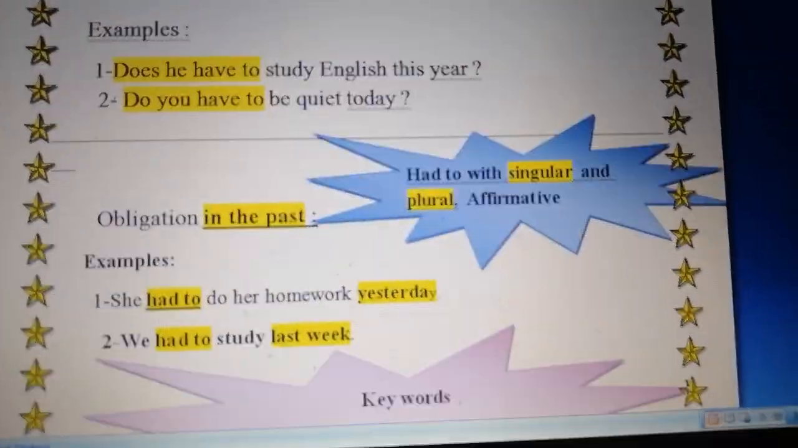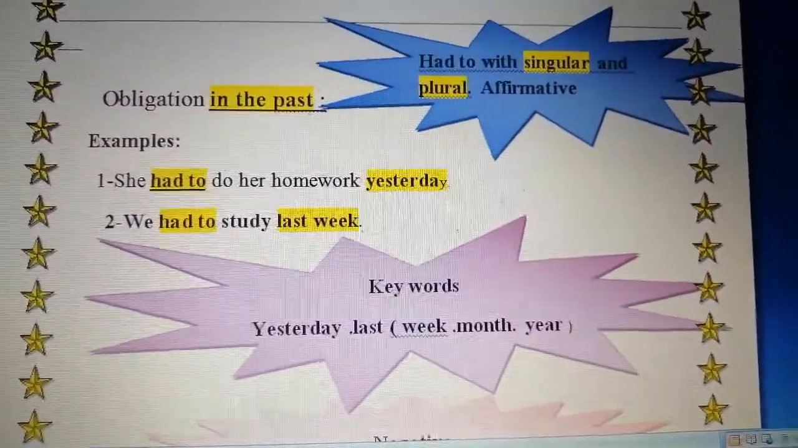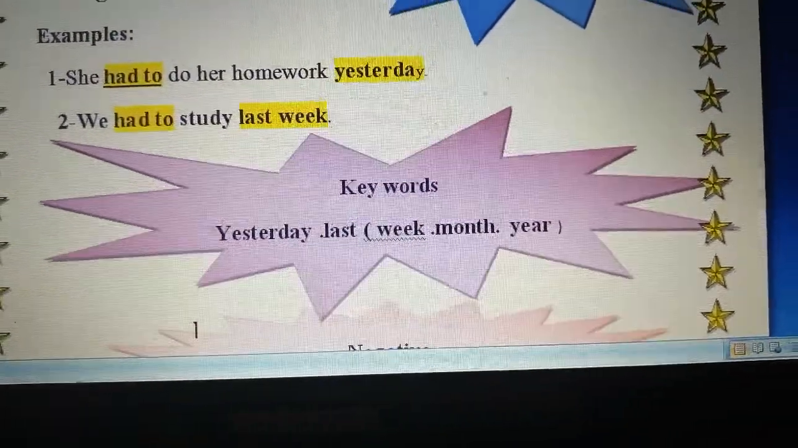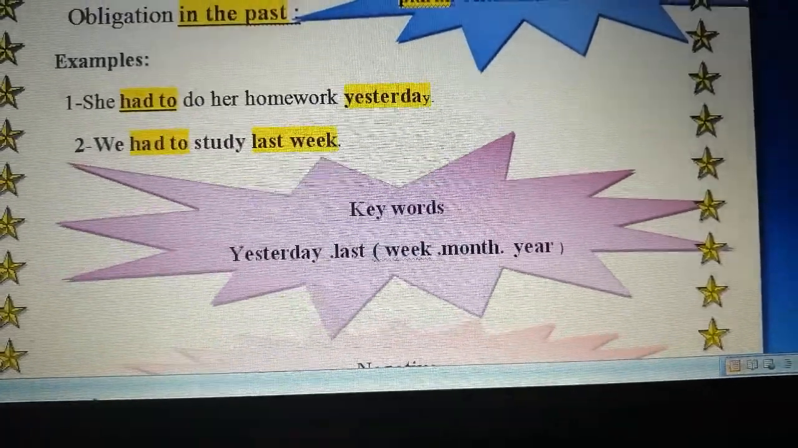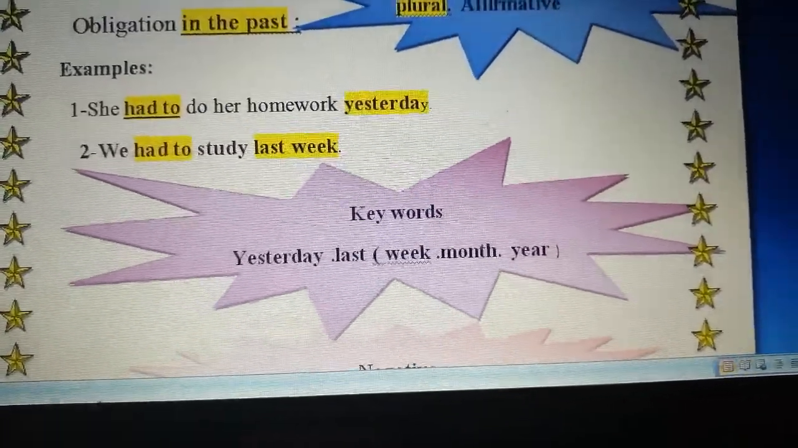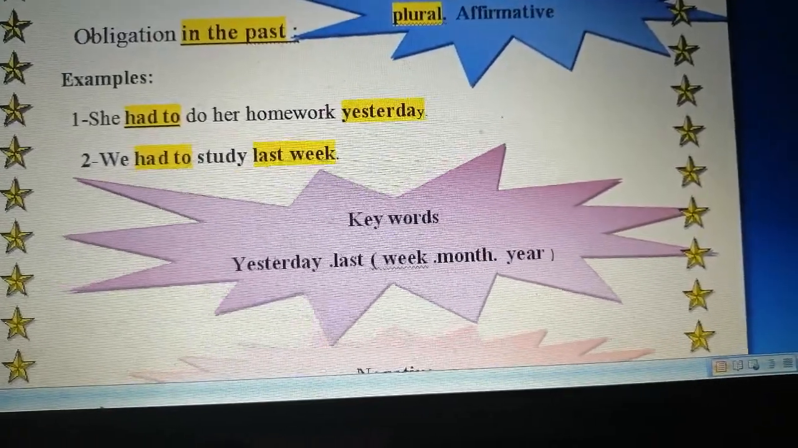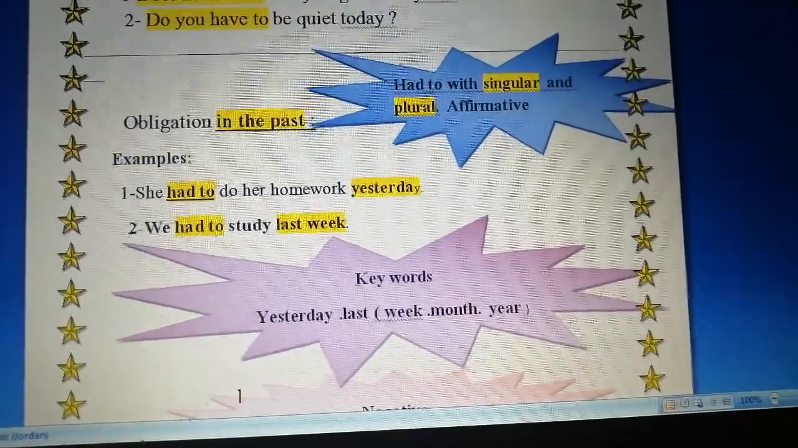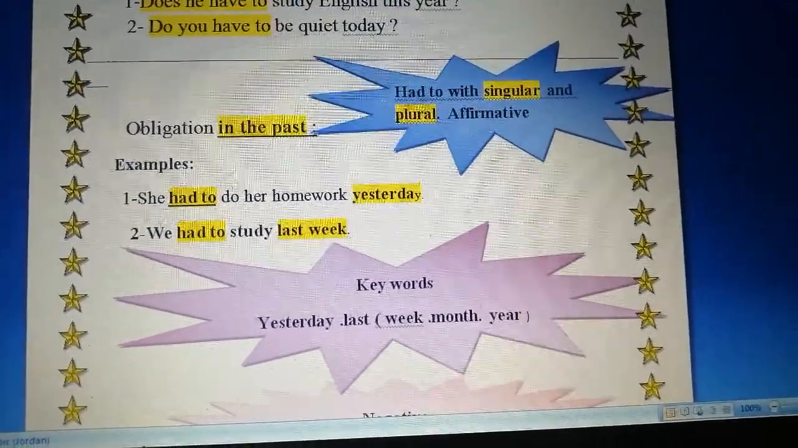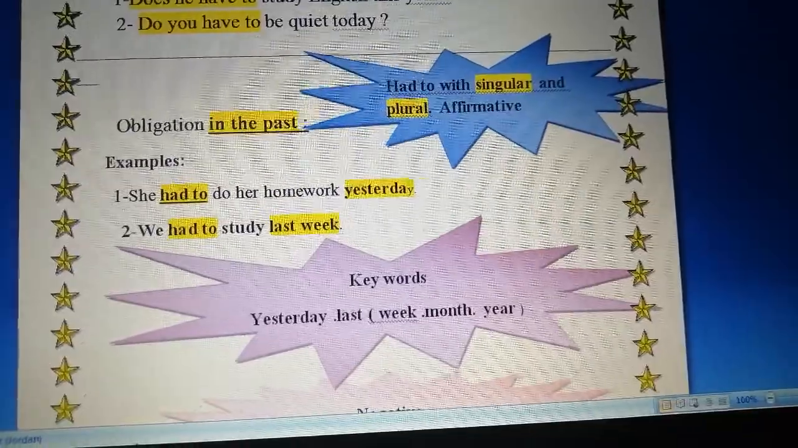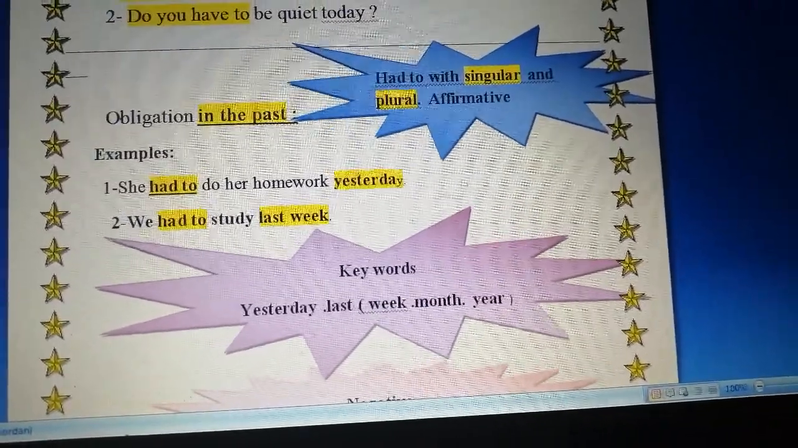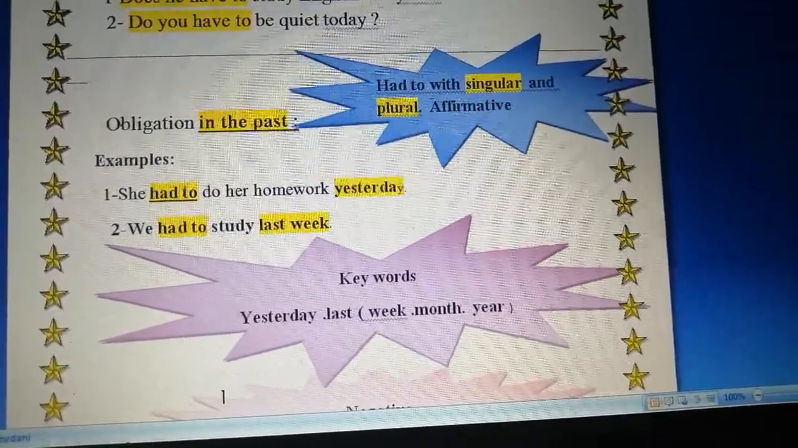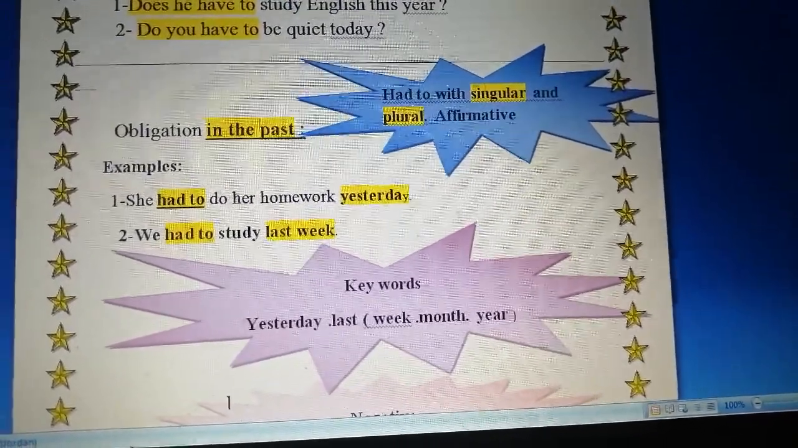Let's talk about obligation in the past. In the past يعني ماضي. طب كيف بدي أعرف إنه ماضي؟ عن طريق الكيوردز. إذا كل زمن لازم أحفظ الكيوردز according to it. Yesterday البارحة أو الأمس. Last week, last month, last year, last day. What do we use here? We use had to. had to يعني ال has to وال have to إيش ماضيهم؟ had to. had to بتيجي مع السنجولار والبلورال، يعني ما فيها تقسيمة زي ال present. It's easier than present. Okay.